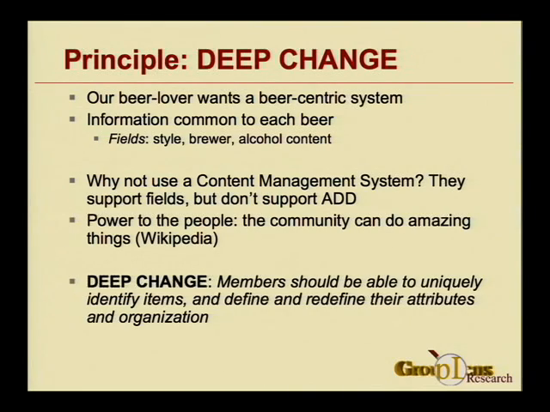Well, people say, if you want to offer a database of items, why not use a content management system? In general, lots of these content management systems support fields and structured data, but they don't support the add principle, being able to add or edit items immediately. And people have found if you give power to the people, the community can do amazing things. Wikipedians change display templates, they categorize items, they build bots and tools to clean or enhance data. So our third principle is deep change. Members should be able to uniquely identify items and define and redefine their attributes and organization.